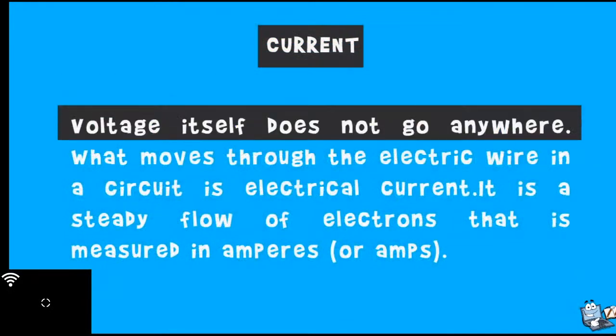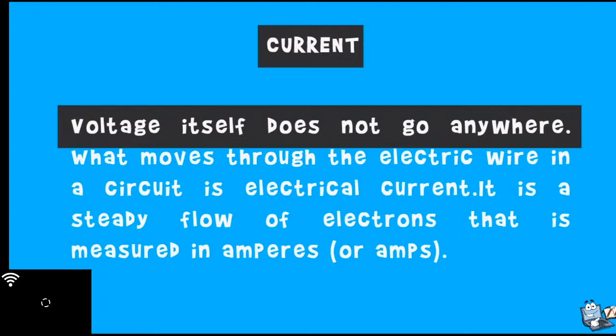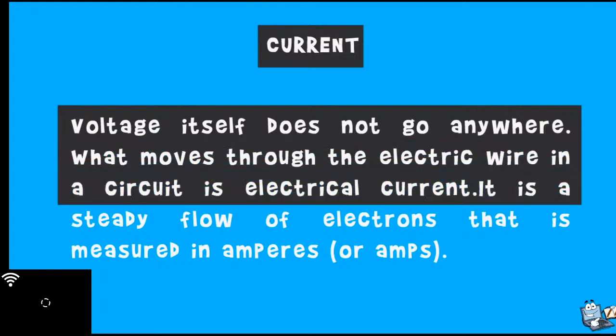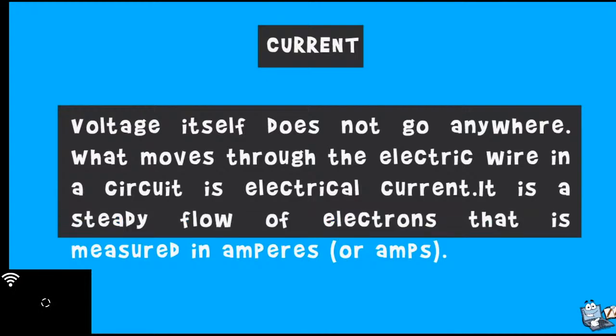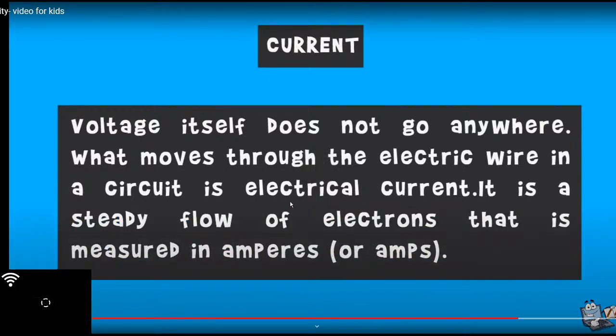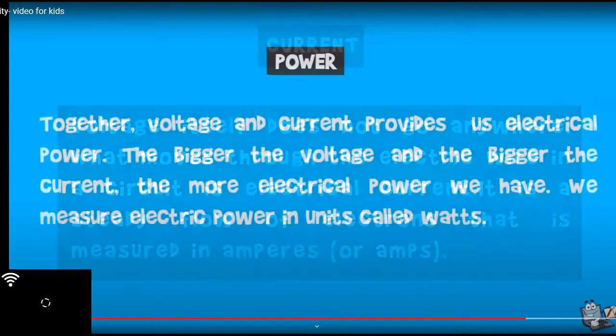Current. Voltage itself does not go anywhere. What moves through the electrical wire in a circuit is an electrical current. It is a steady flow of electrons that is measured. Remember, a steady flow of electrons, this is electricity, and it can be measured in units called amperes, or amps.